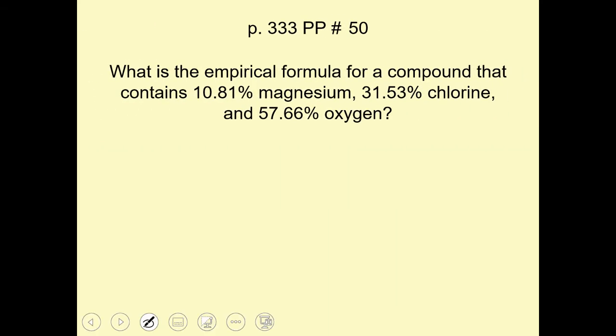So one more to practice. You guys give this a try. There's 3 elements. You just do the same thing. You're going to have to convert all 3 of them to moles and divide all 3 of them by the smallest. So pause this, okay, and go ahead and give it a try, and then restart the video and see how you did.